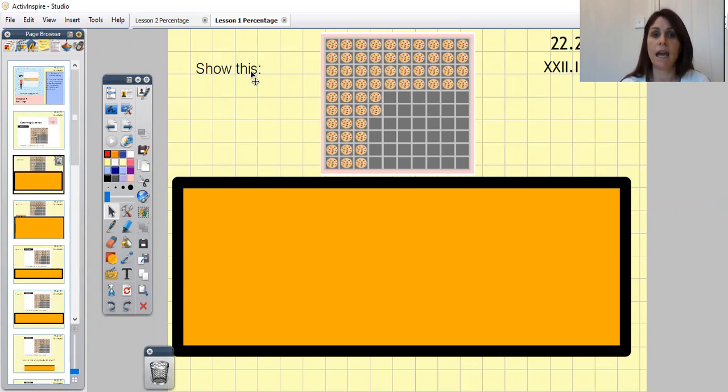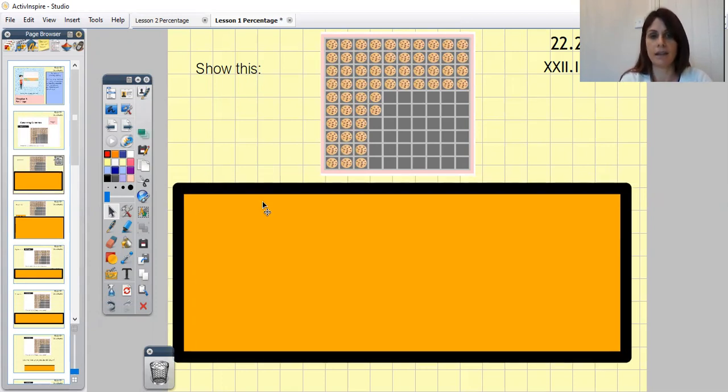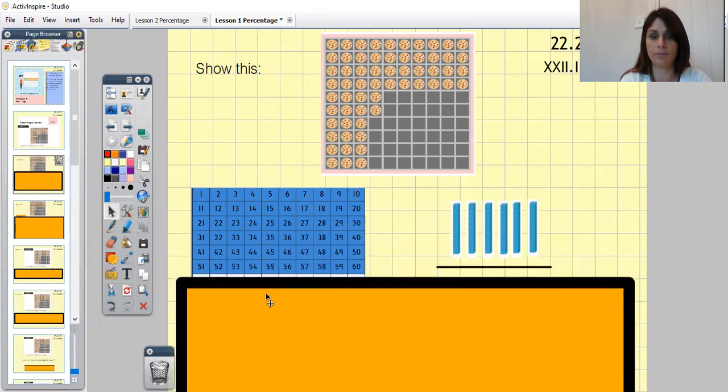And I want you to think, how might you be able to show that image? What could you do to demonstrate that image in a different way? So pause the video and see if you can maybe give me some drawings. Right, okay, so let's have a little look and see what I've done.